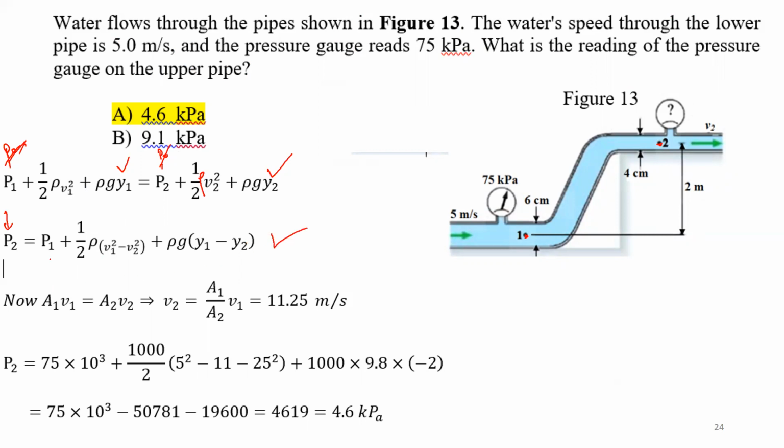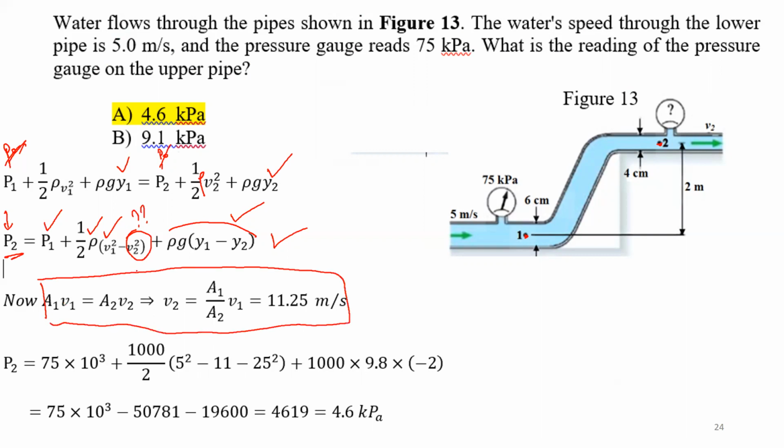Of course, I know this. I know rho, it's water. I know V1. So the question is, what is V2? How to get V2? Once I get V2, I get P2. So to get V2, I use the sister equation of the Bernoulli equation, which is the continuity equation. And then I get V2. Once I get V2, I plug everything in and I get my answer. Put everything in SI units and you find 4.6 kilopascal.